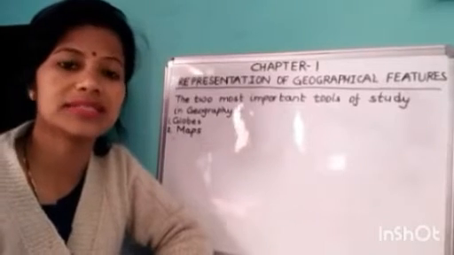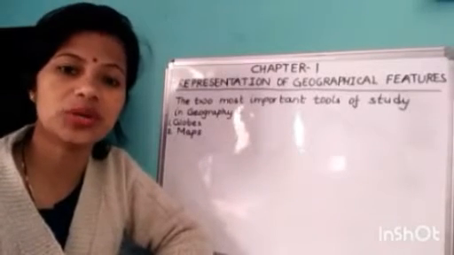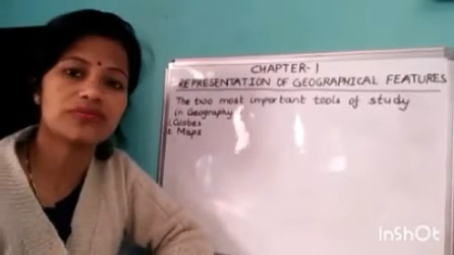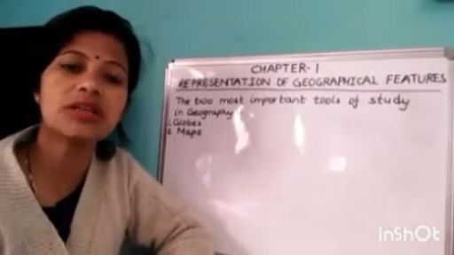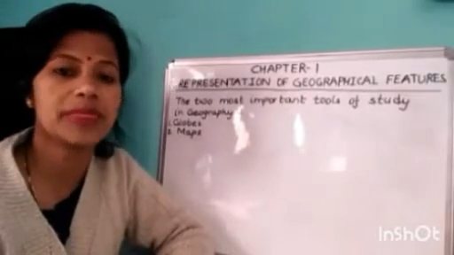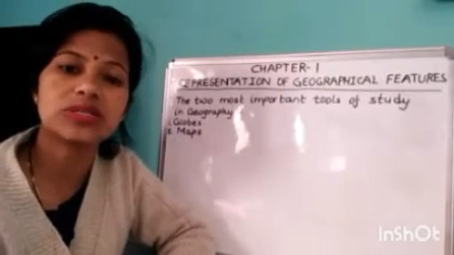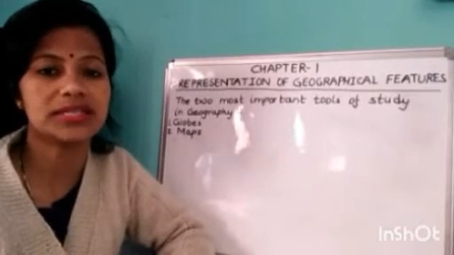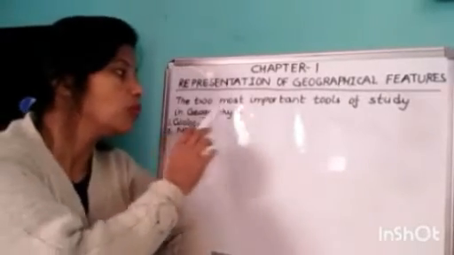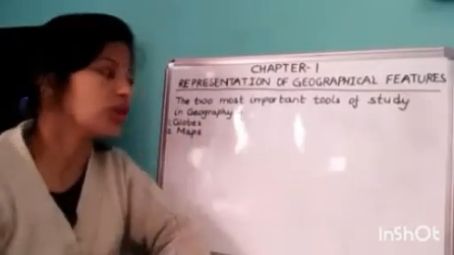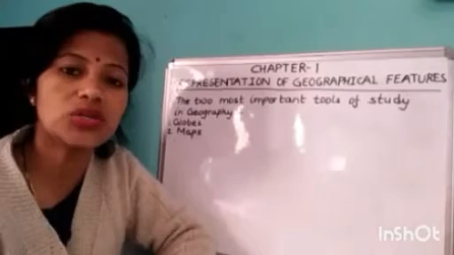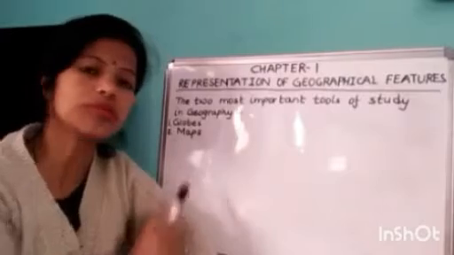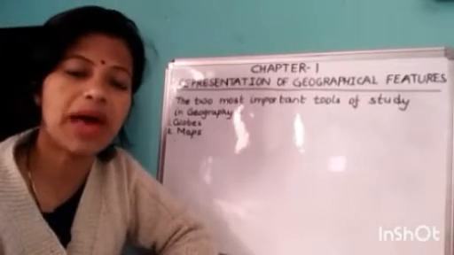Hello class 6. Let's start a new chapter in geography, and the chapter name is Representation of Geographical Features. How do we represent Earth in different ways? That we will study. The two most important tools of study in geography are, first, globes, and second, maps.